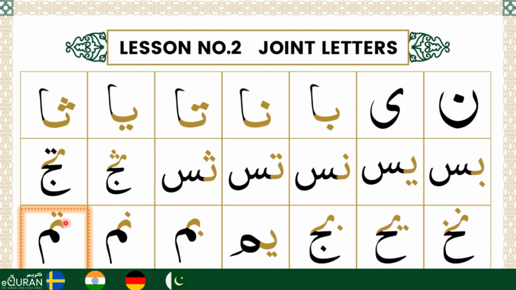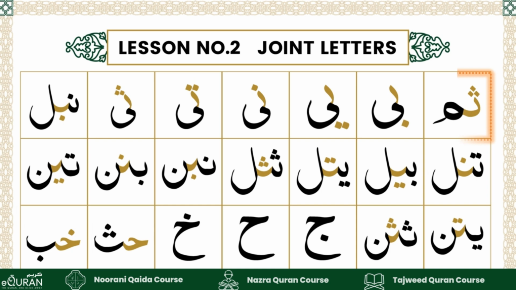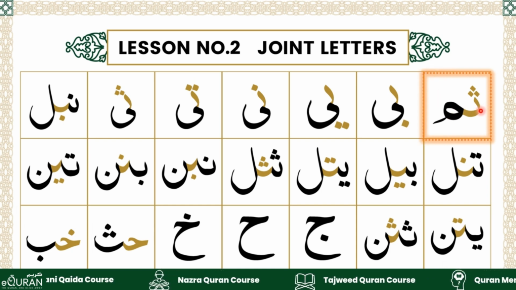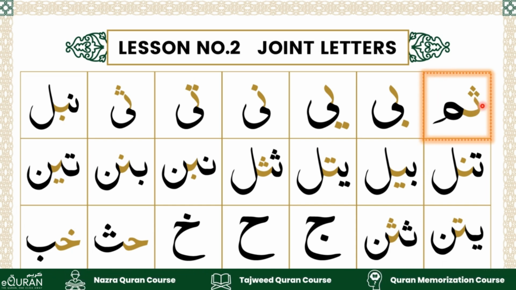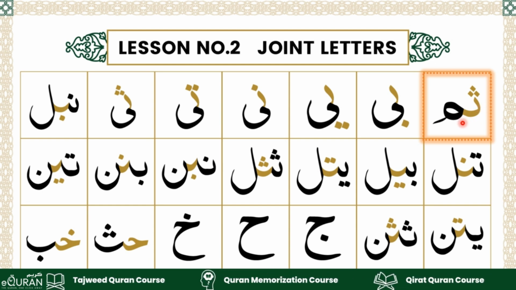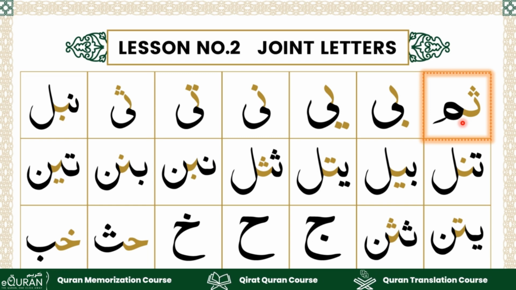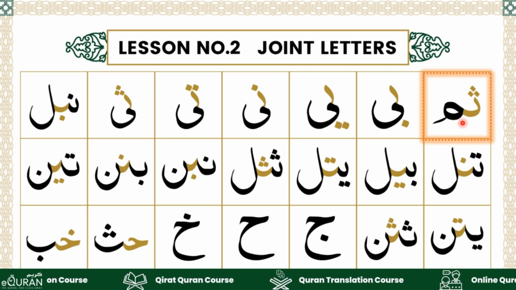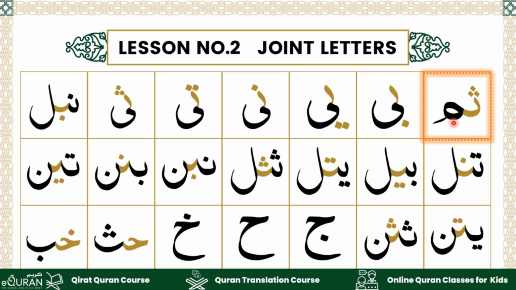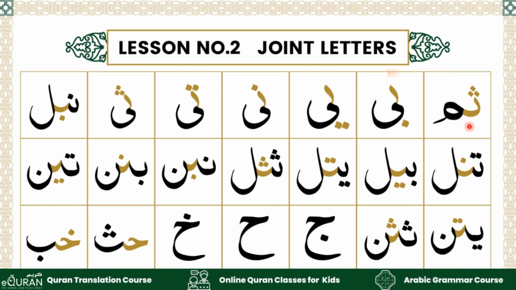Ta Meem. Ta has two dots up, and the down one is a Meem shape. Ta Meem. Now this is Tha Meem, because Tha has three dots up, and after that is Meem. I told you before, Meem will be in this shape. We can see sometimes Meem in this shape. Tha Meem.